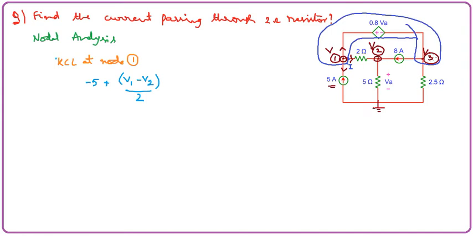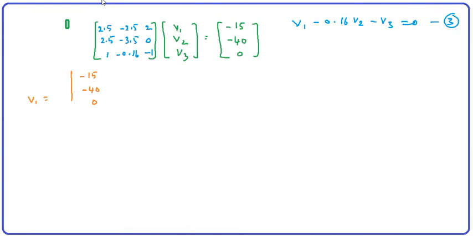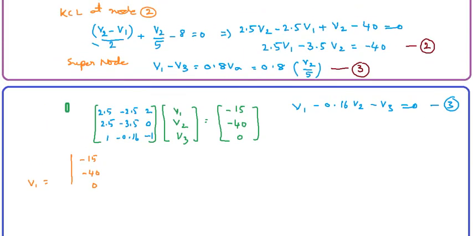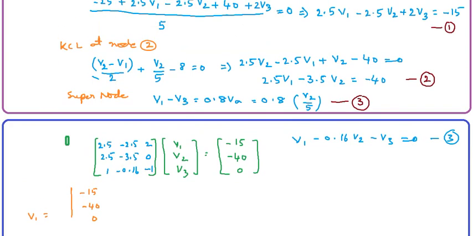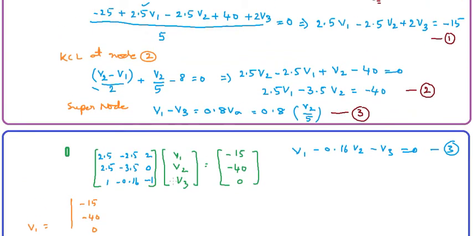Obviously we are at node 3, so the current will flow in this direction. This is our assumption. So simply add with this, it should be plus 8 ampere plus V3 divided by 2.5 ohm, which is equal to 0. By using these three equations, I have converted them into matrix form.